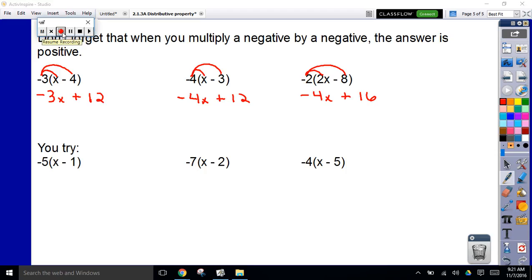Okay, Addison, number 1. Negative 5x plus 5. Good. Next one, Ben. Negative 7x plus 15. Good. And Sammy, last one. So negative 4 times x is negative 4x. Good. And then you do negative 4 times 5, which is negative 5, which is, good. Plus 20. Very good.